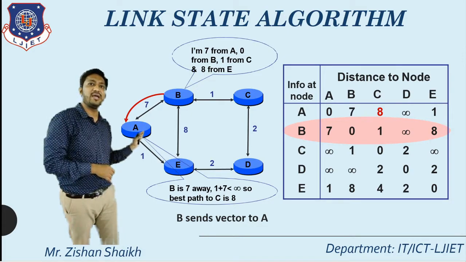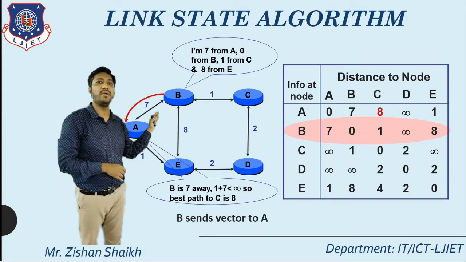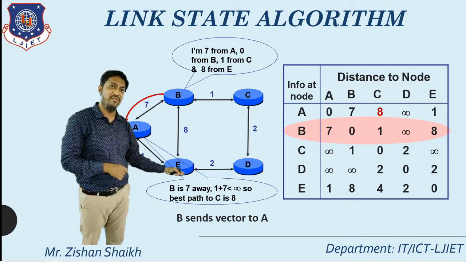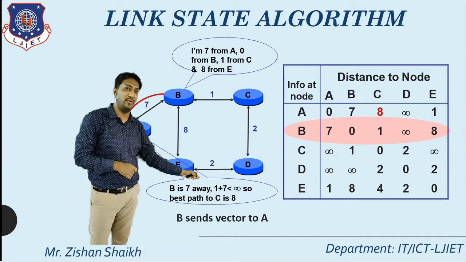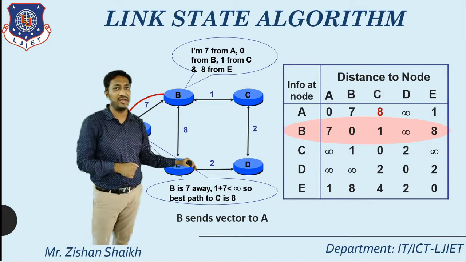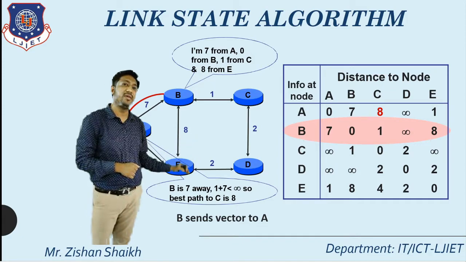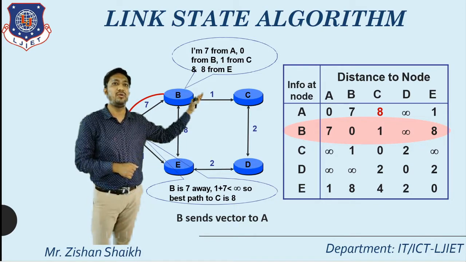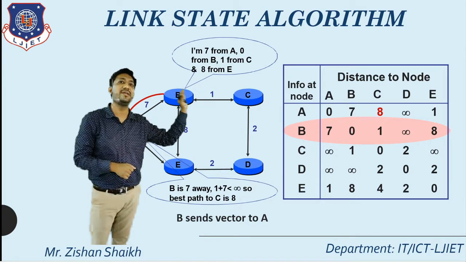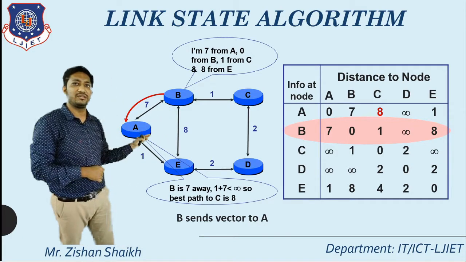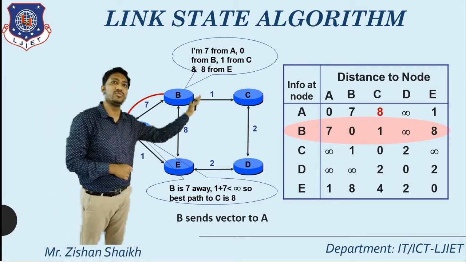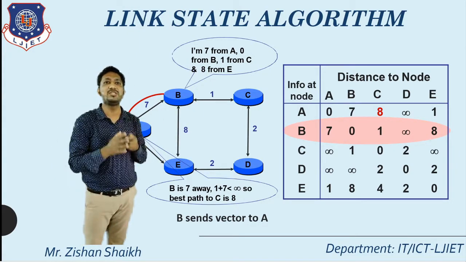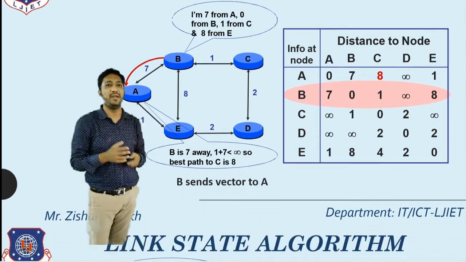But A knows that A can reach B via how many values? 7. So it will check: A to B is 7 away and B to C is 1 value. 1 plus 7 is 8. Yes, and it is less than infinity? Yes. That's why A is updating its value from infinity to 8. So now, according to this table, A can reach C via 8 data values. So this is another case of how this particular value is frequently updated.